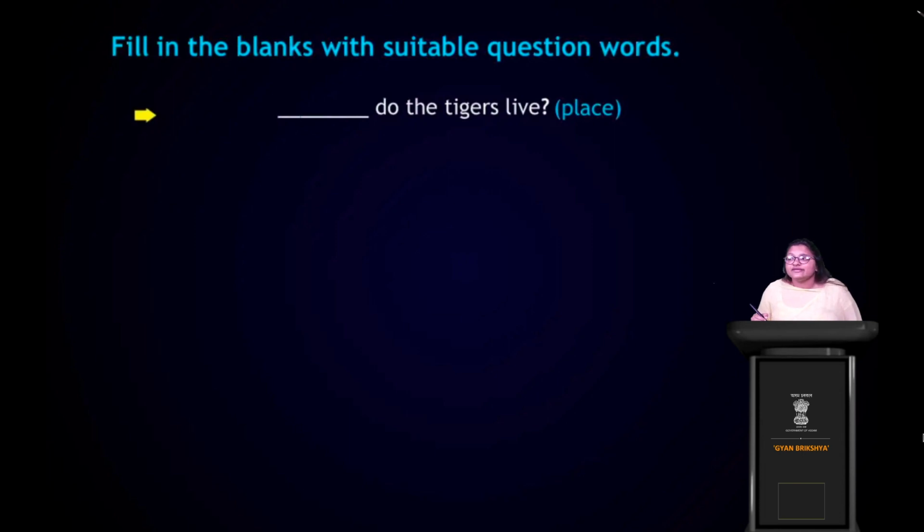Okay, the hint is given. For example, place. So dash do the tiger sleep? So place, which question word identifies place? Yes, very good. So it is where do the tigers sleep? Where do the tigers sleep, right?